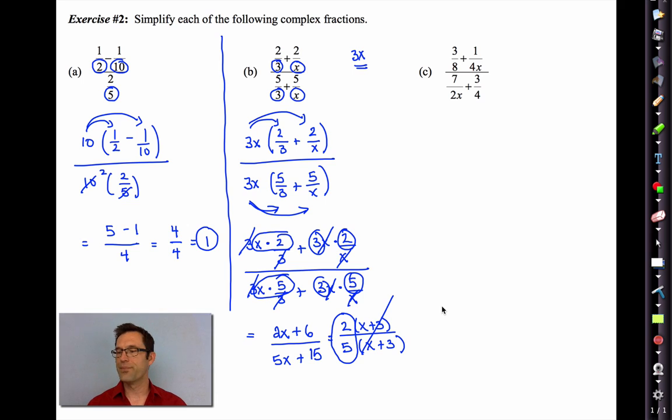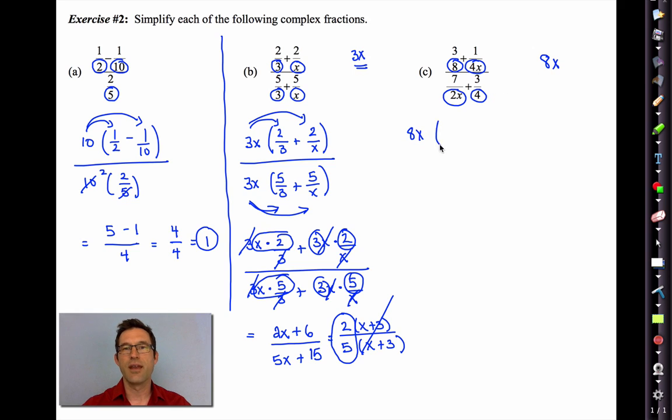Okay, let's go through it. Again, I'm looking at an 8. I'm looking at a 4x. I'm looking at a 2x. I'm looking at a 4. What's going to cancel all of them? That's one way to think about it. Another way to think about it is, what is the least common denominator? All right, and 8x is going to cancel all 4 of those quantities.